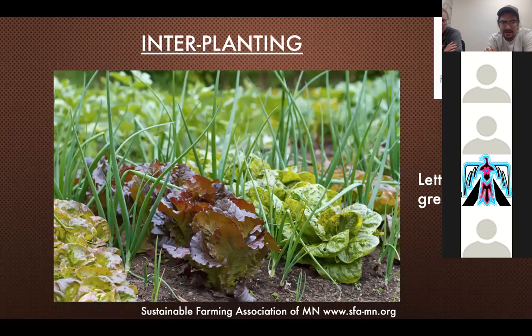Interplanting, same concept. This looks a little close, but if you could get lettuce and use different levels of the soil. So something like a lettuce isn't going super deep, and then something like a corn is using more of a taproot or a big taproot. So you could use different levels of the soil as well and plant in different levels.